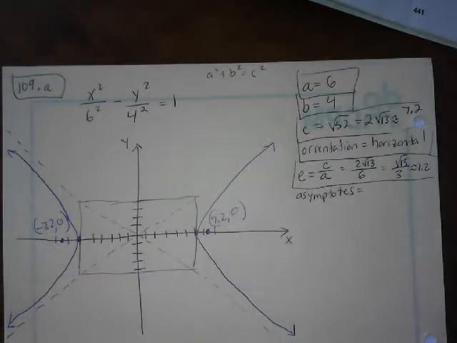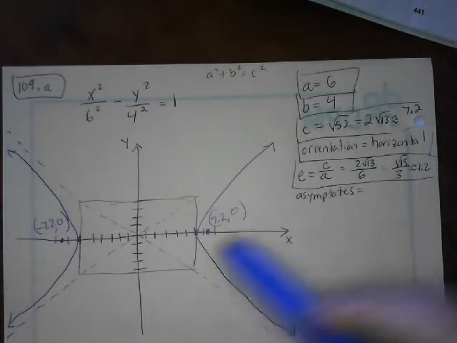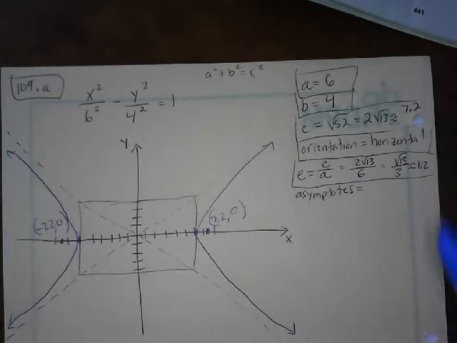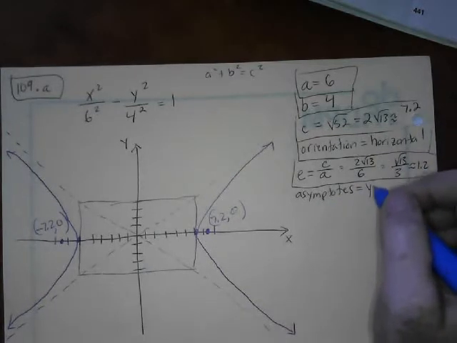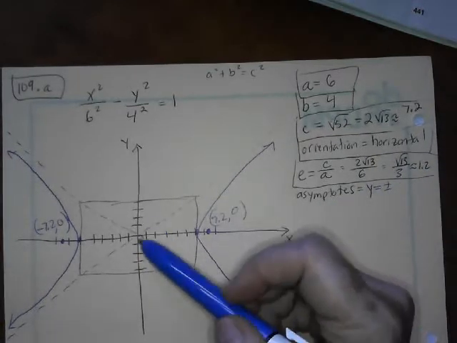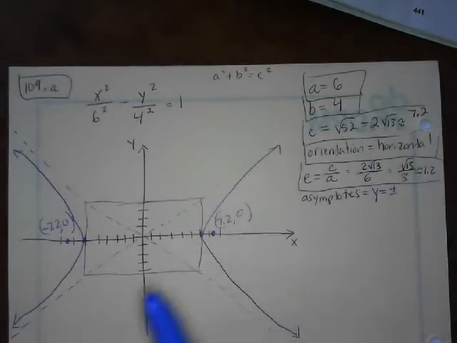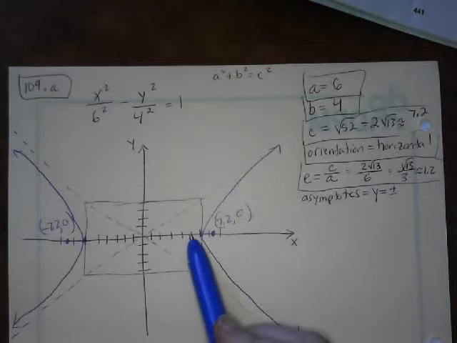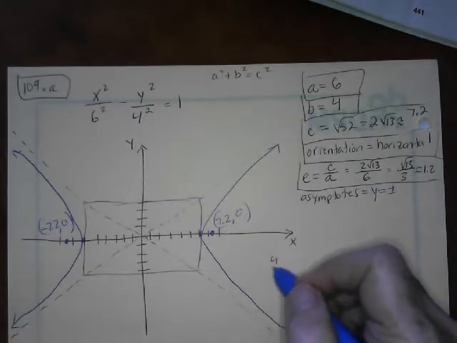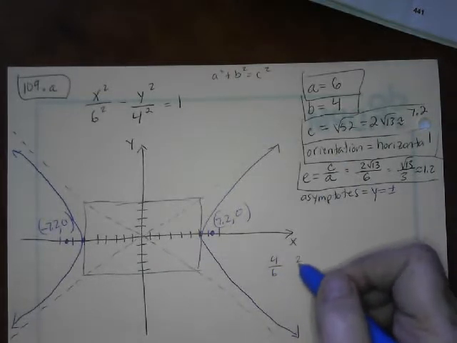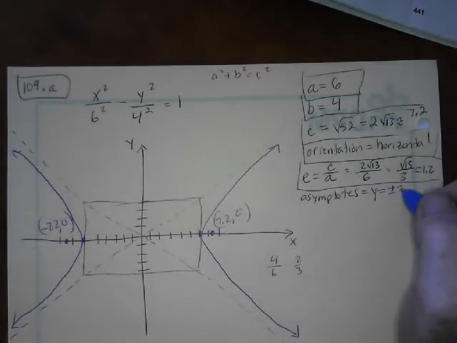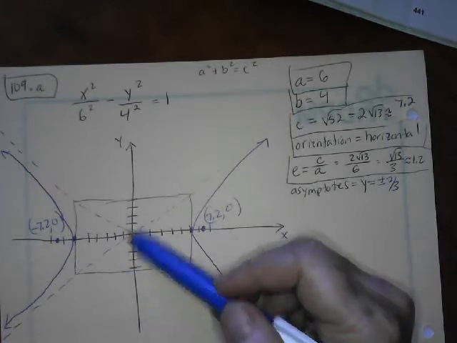The asymptotes, their equations, it's going to be y equals plus or minus, what's the slope of this line? It goes up 1, 2, 3, 4 over 1, 2, 3, 4. It goes up 4 over 6, so that can be reduced to 2/3. So it's going to be plus or minus 2/3. B, like the y-intercept would be 0. Okay.